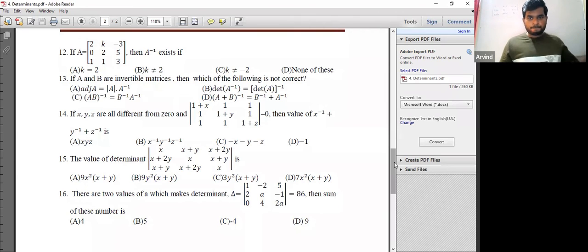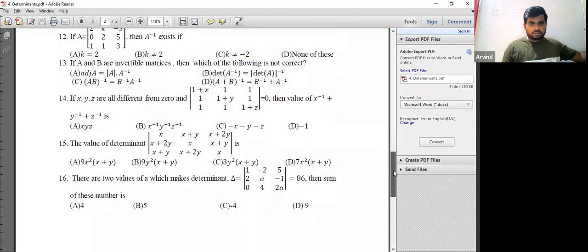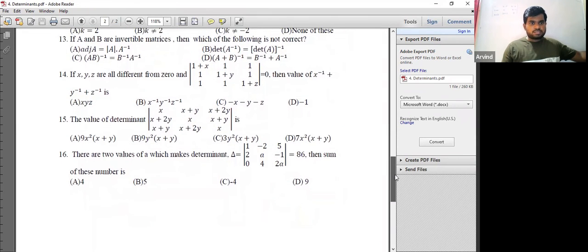Okay, determinant of A inverse is equal to, maybe option D itself, or they may have used determinant and adjoint, I guess. That's okay. There is some mistake in that. We'll check that. Okay, try out the 14th one.